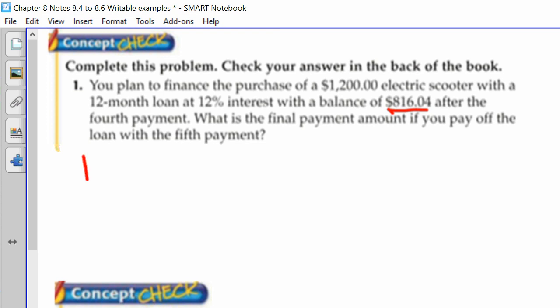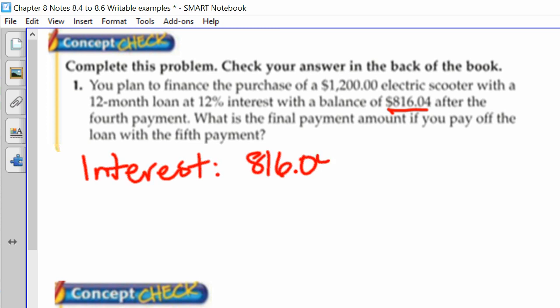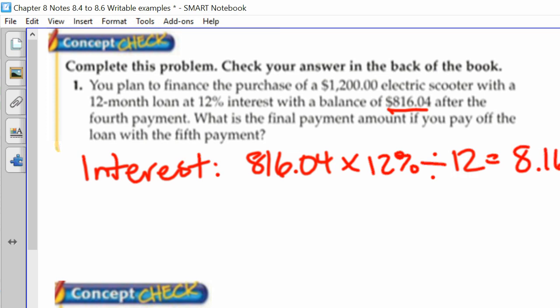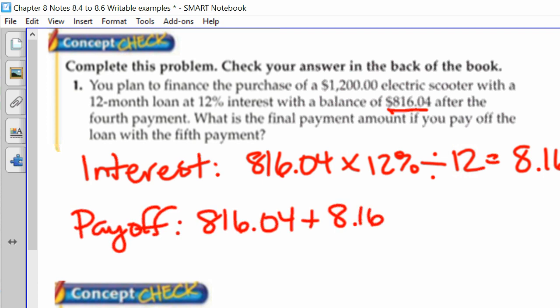So we have to first find the interest. That's our principal, what we owe, times the 12% divided by 12 because there are 12 months in the year. So we've got 816.04 times the 12% divided by 12. It's $8.16 in interest. So our payoff amount is going to be what we owe plus the interest we owe for the month. So that's $824.20.